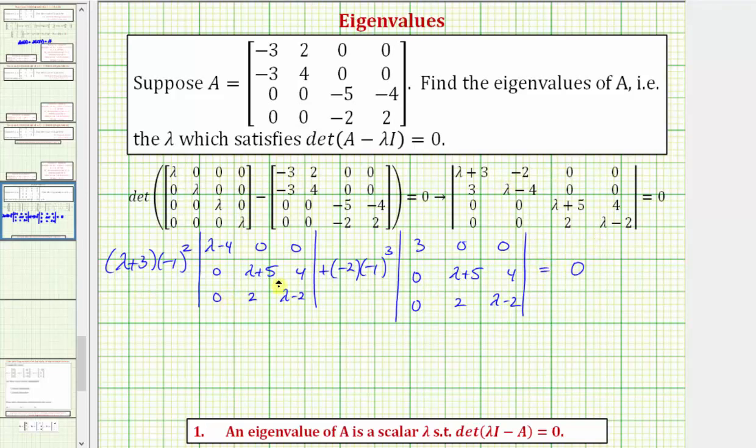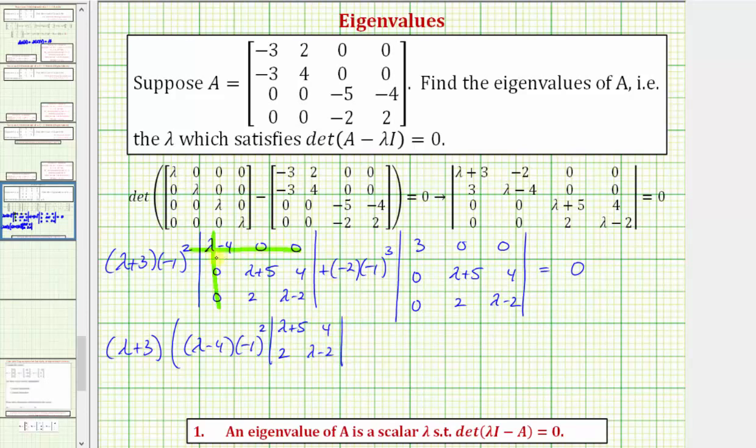So now we need to evaluate the 3 by 3 determinants, and again we'll use the cofactor method. So negative 1 to the second is positive 1, so we have the quantity lambda plus 3 times, let's go and expand using row 1, so we have the quantity lambda minus 4 times negative 1 to the second, because this element is in row 1, column 1, times a 2 by 2 determinant, which is called the minor, formed by eliminating row 1, column 1. So we have lambda plus 5, 4, 2, and lambda minus 2.